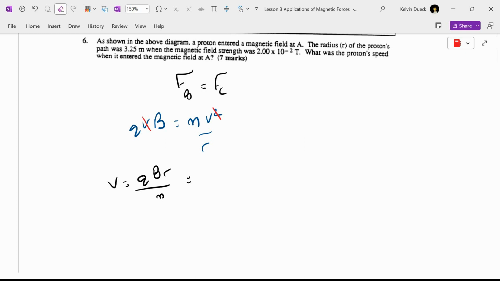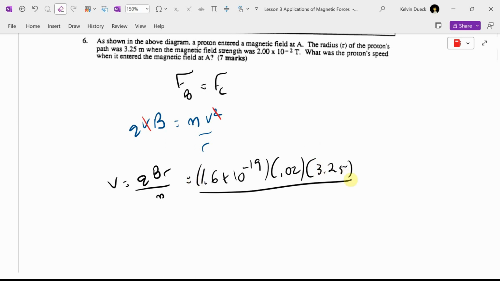As I always say, it's a fairly elementary concept. What is it? Times 10 to the negative 19. Good. B, they told me in the question. I'm going to write 0.02 instead of writing it in scientific notation because that's less typing. That's what 2 times 10 to negative 2 is. Radius, 3.25 meters. Divided by, Sean, mass of a proton on your sheet. It also starts with 1.6 times 10 to the... Good.